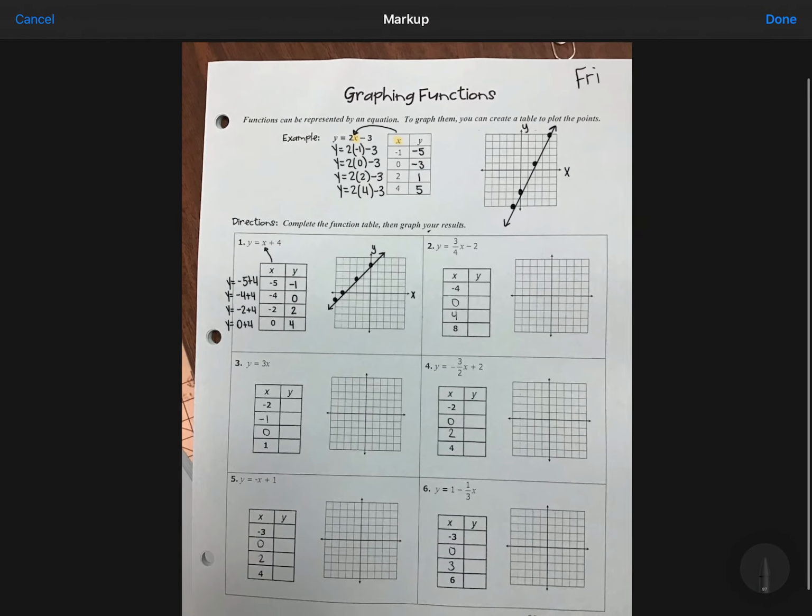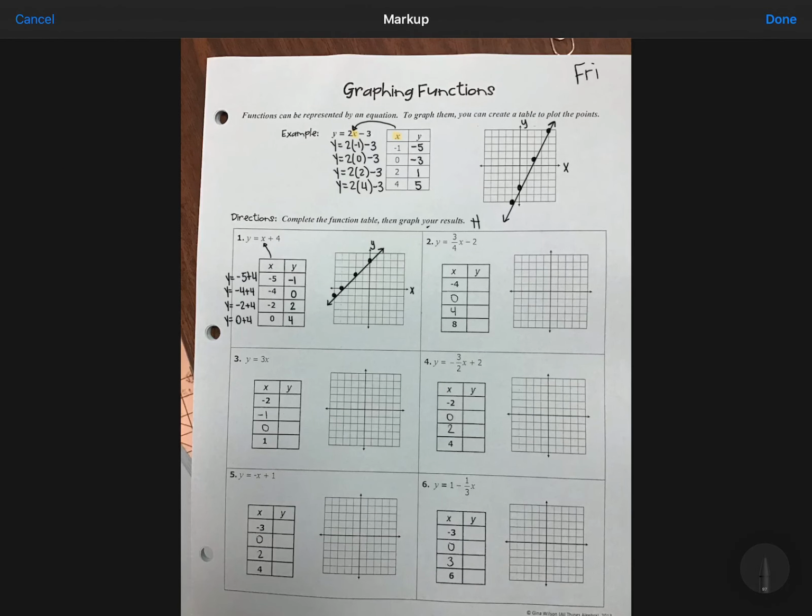All right, so your assignment is to do numbers 2 through 6. You can take a picture of your completed work and upload it in Google Classroom, or you can show it to me when we return back to face so I can mark you as done, and so you would get credit for the work that you did.